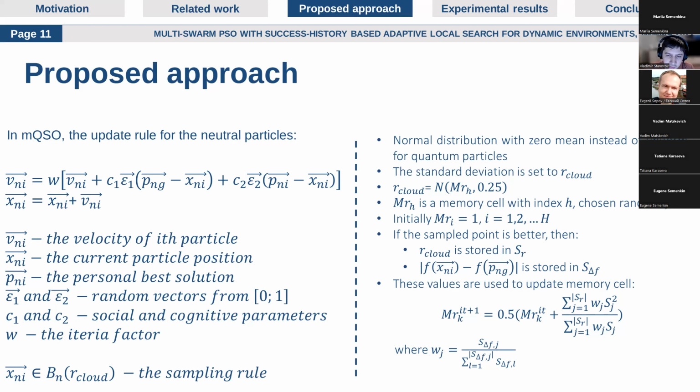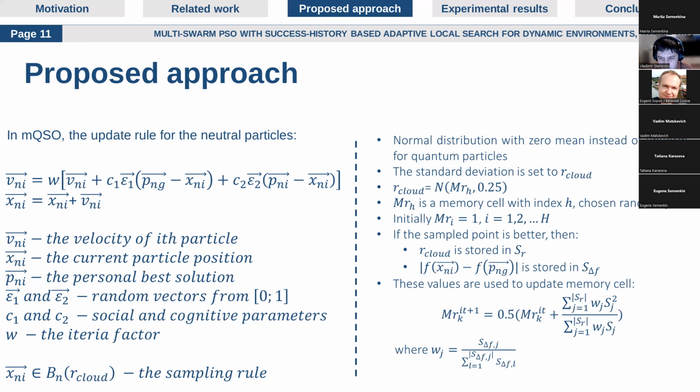First of all, we decided to use normal distribution with zero mean instead of uniform for quantum particles. Of course, now they maybe cannot be called quantum particles, but nevertheless, we stick to the terminology. The standard deviation is set to this R cloud value. And this value is actually sampled with normal distribution with a mean of MR. So what is this MR?